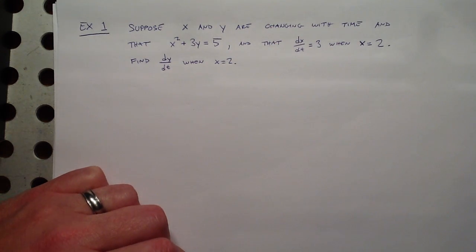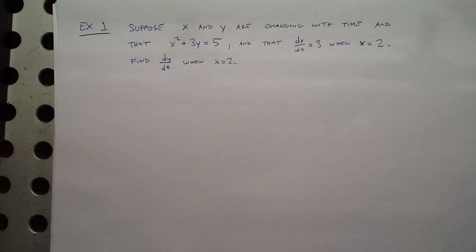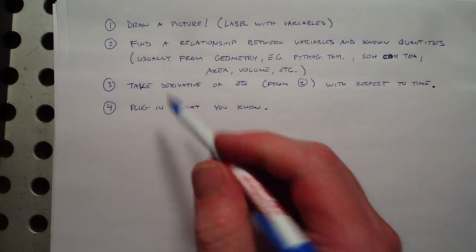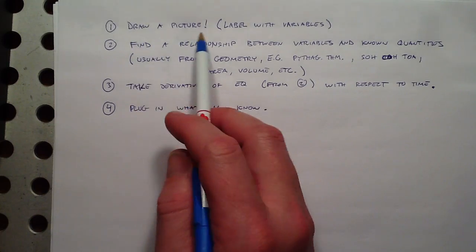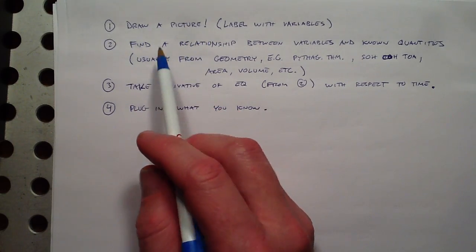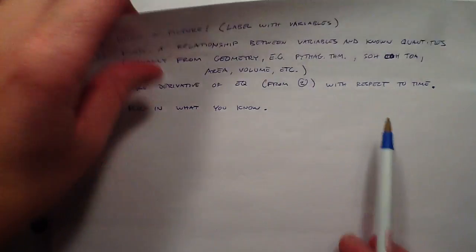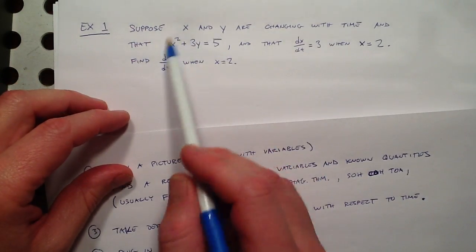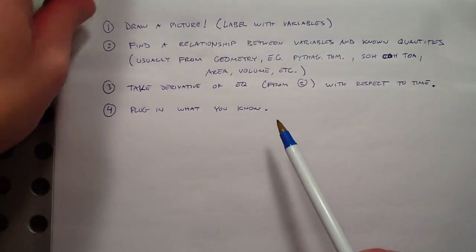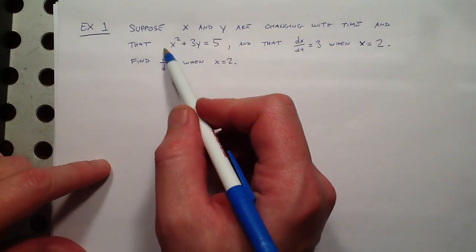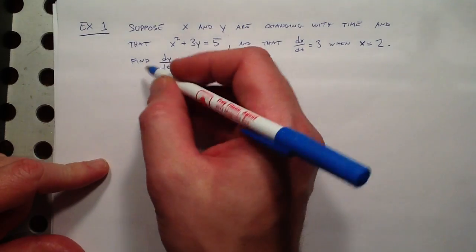All right, so let's go back to our four steps and see how this applies. This isn't a real word problem, so drawing a picture doesn't really apply. Find a relationship between the variables and known quantities, and here they gave us that relationship. So we're going to bypass steps 1 and 2 and go straight to step 3: take the derivative of this equation with respect to time.